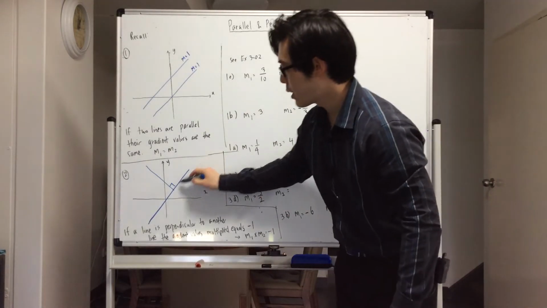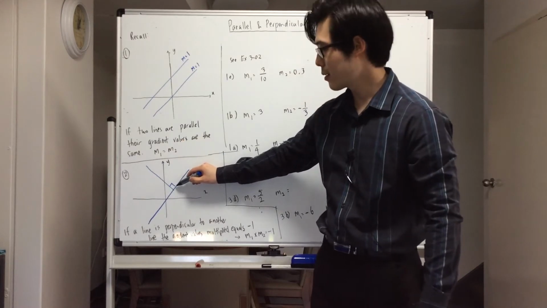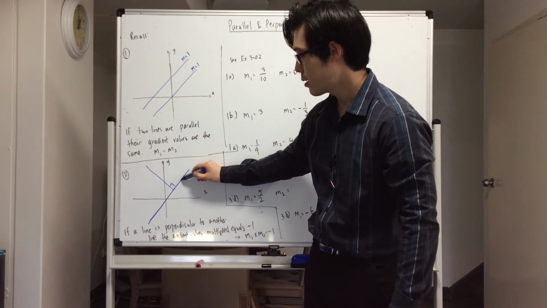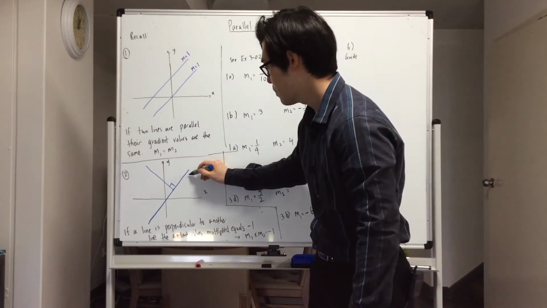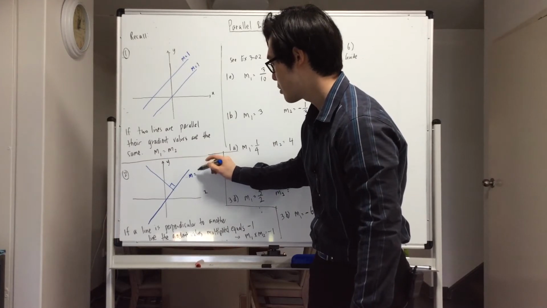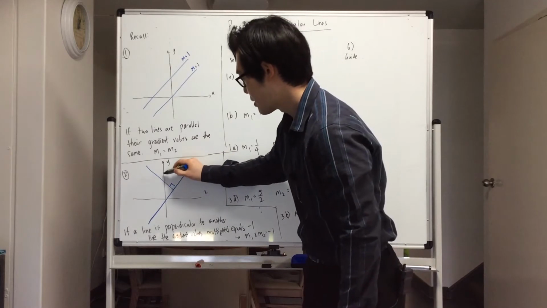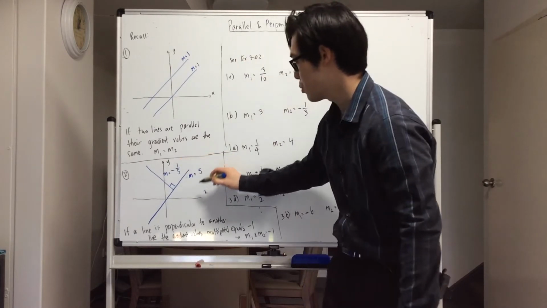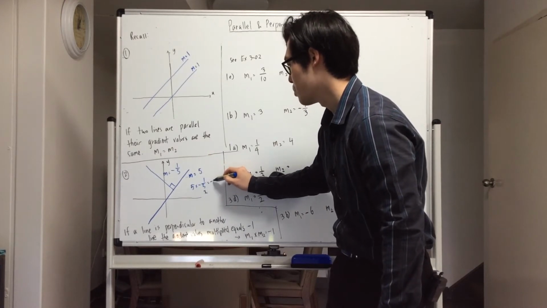However, if you have one line and the second line makes a right angle with the first line, the property is the gradient of this line, if you multiply it with the gradient of this line, it equals -1. So for example, if the gradient of this is, let's say, 5, then the gradient of the second line has to be -1 on 5, okay? Because if you do 5 times -1 on 5, it equals -1.